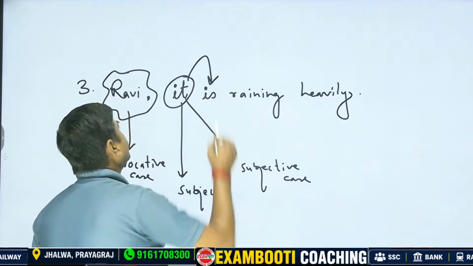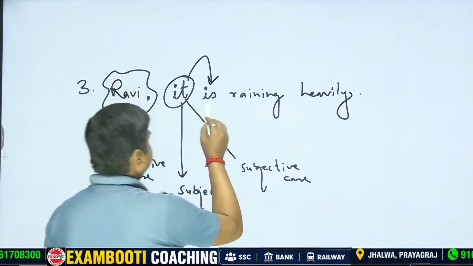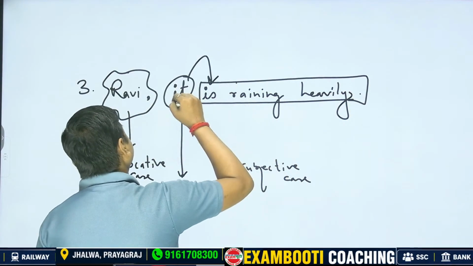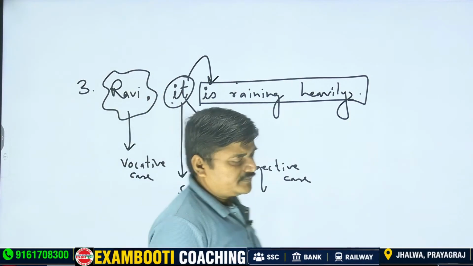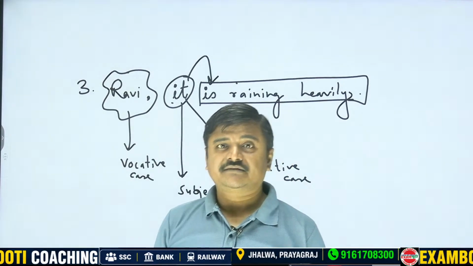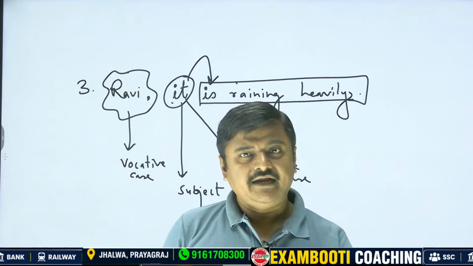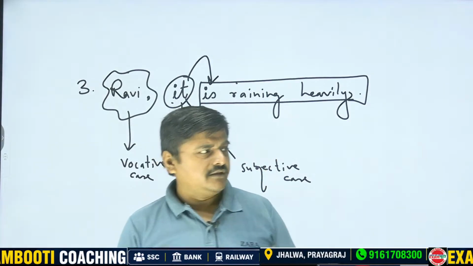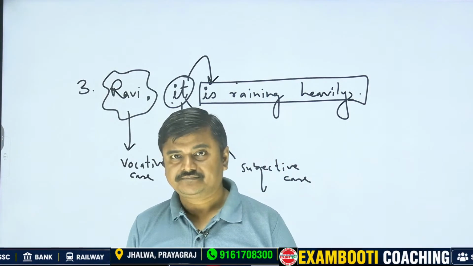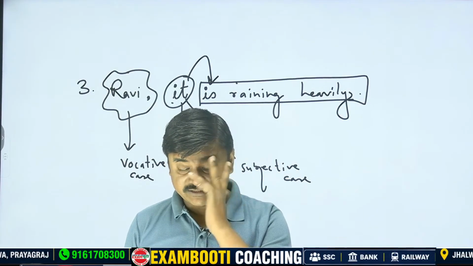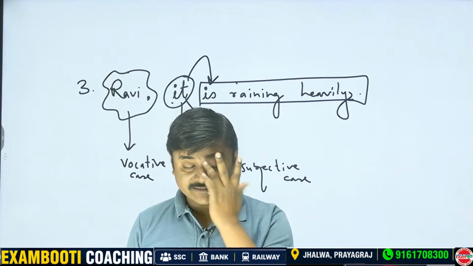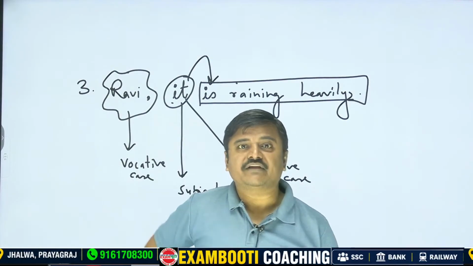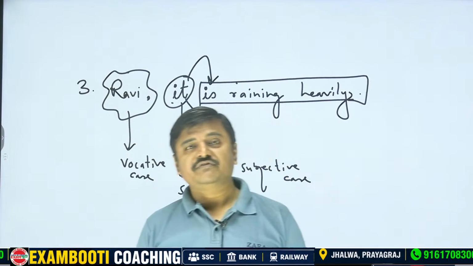The verb is used according to it, not according to Ravi, because the remaining part is speaking about it, not about Ravi. Because the predicate tells about the subject, the predicate does not tell about any other thing. It tells about the subject alone. You can also identify like that. I hope you now have a very clear picture of what a vocative case is, and you can very easily distinguish between subjective case and vocative case, and you will have no problem in future.